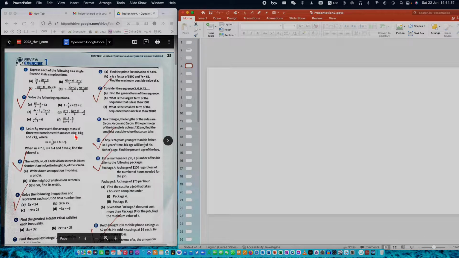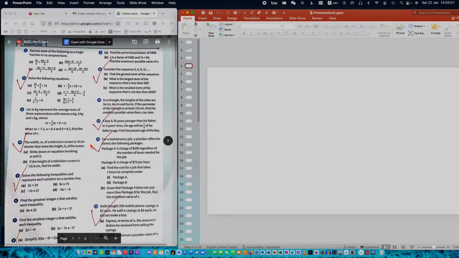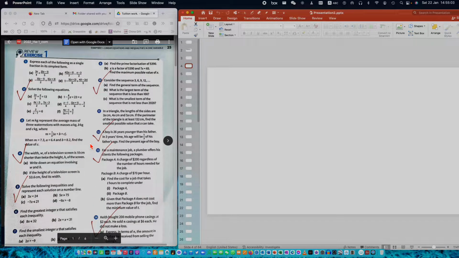Okay, so let's look at question 2 first. You look at your work, then you compare your solution to my way of doing this question, then you see which one is better. If your method and my method is the same, then good.